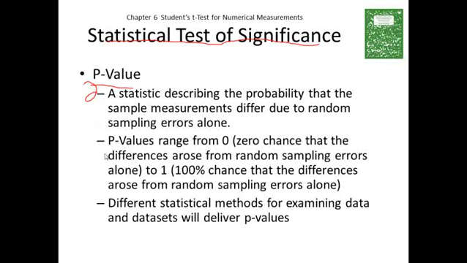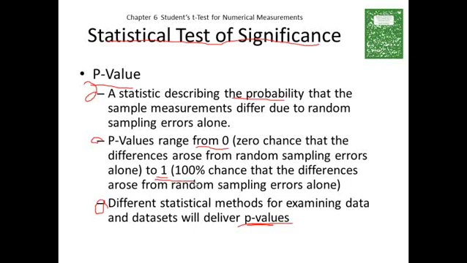Okay? So the p-value, it's the probability, so it's going to vary from 0 to 1. P-values range from 0 chance that the differences arose from random sampling errors, to 100% chance that the differences arose from random sampling errors alone. We're going to use some different statistical techniques, but they're pretty much all going to give us a p-value. And we're going to be looking at this p-value to try to determine, well, is it a random sampling error or is it a real difference?